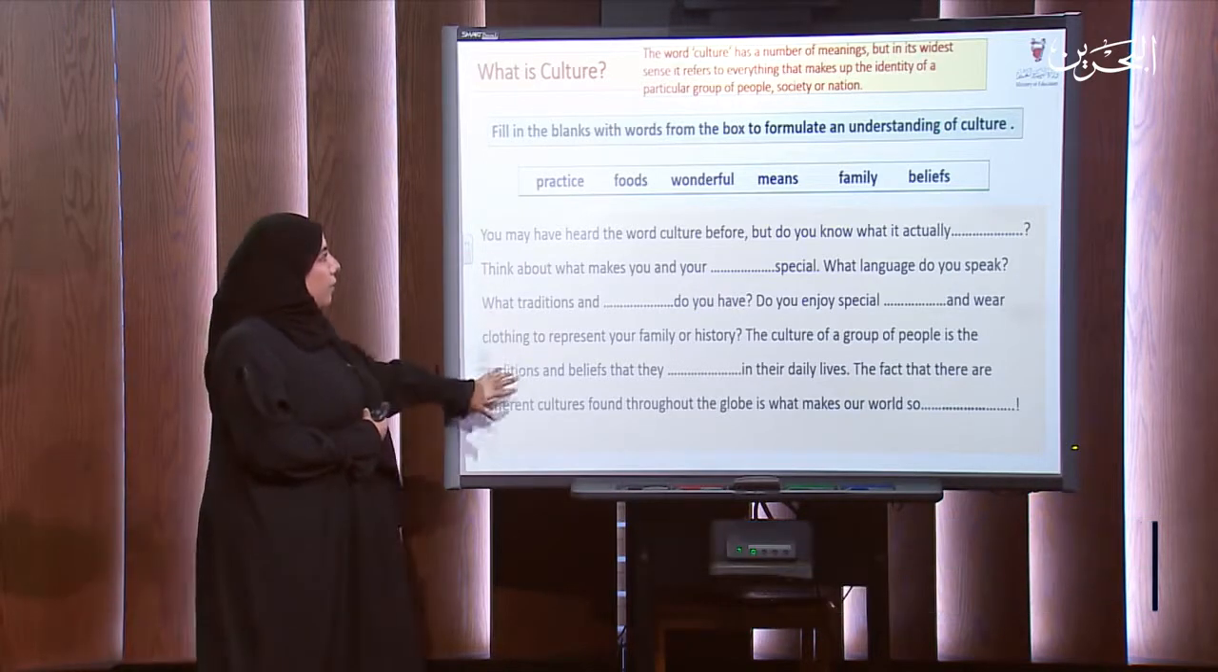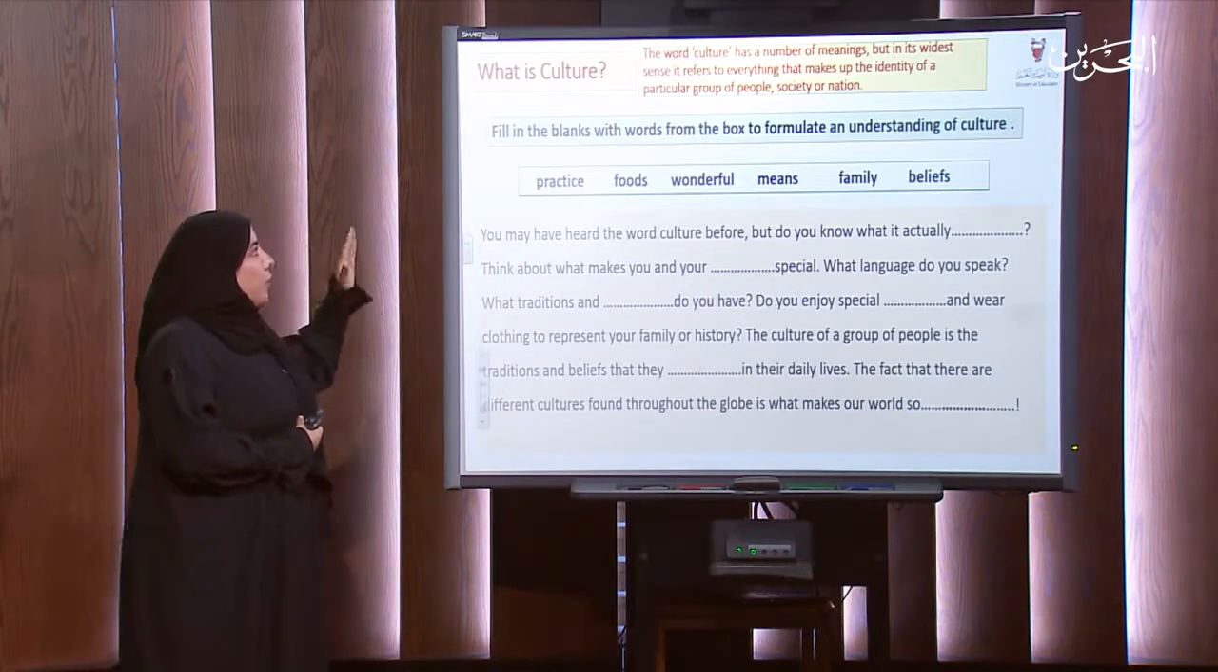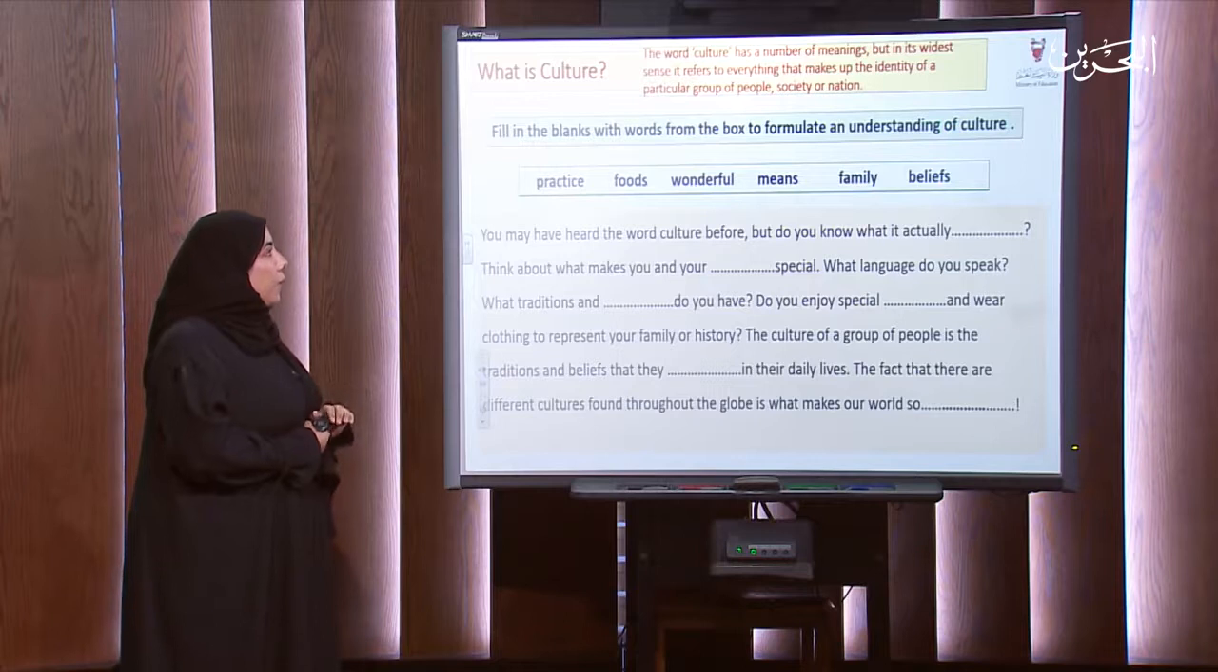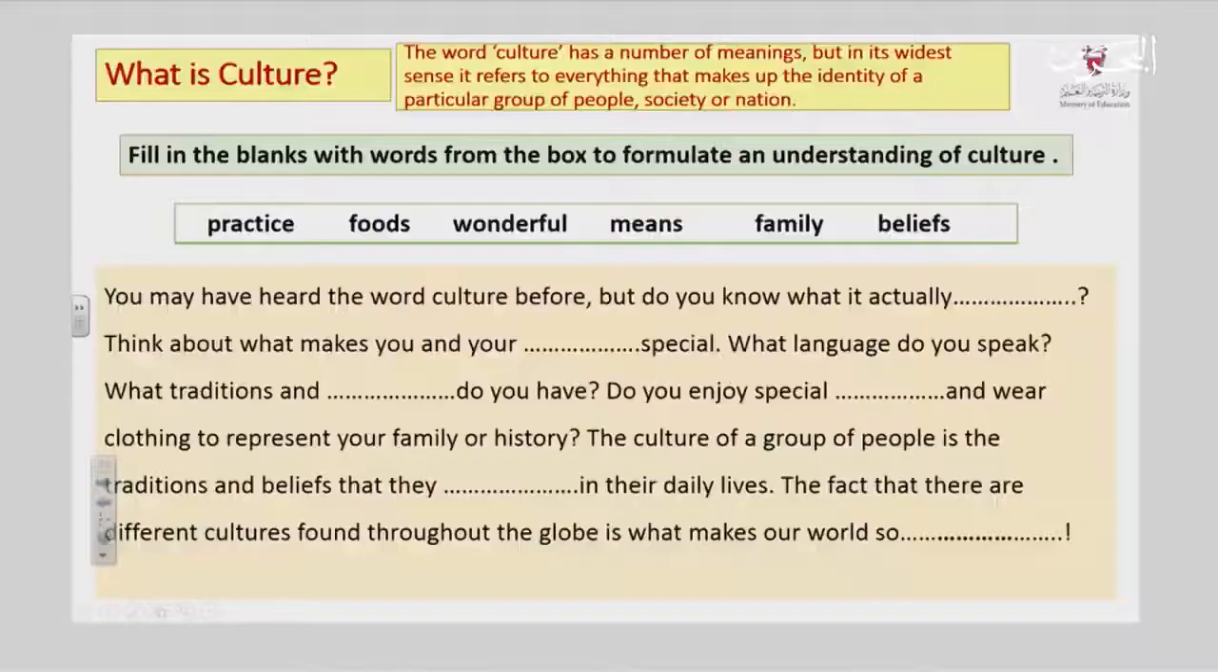In this exercise, you should fill in the blanks with words from the box to formulate an understanding of culture. You have 6 words in the box: practice, foods, wonderful, means, family, and beliefs. I'll give you 2 minutes. Try to fill in the blanks with the words that are suitable, and then we'll read the paragraph together.